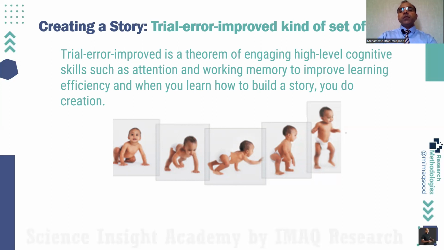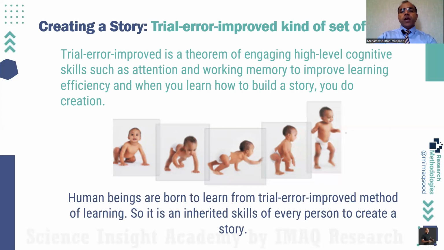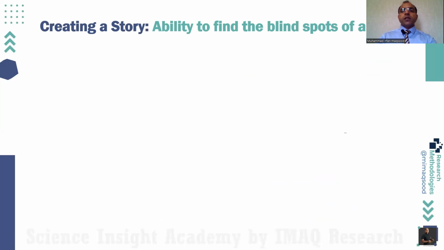The same is applied to writing skills. You have to write and write again and again, making mistakes, finding the errors, improving the content, and then after that you can finalize your first draft. It's a kind of inherited skill of every person to create a story, but we have to polish it. We have to enlighten our skills.